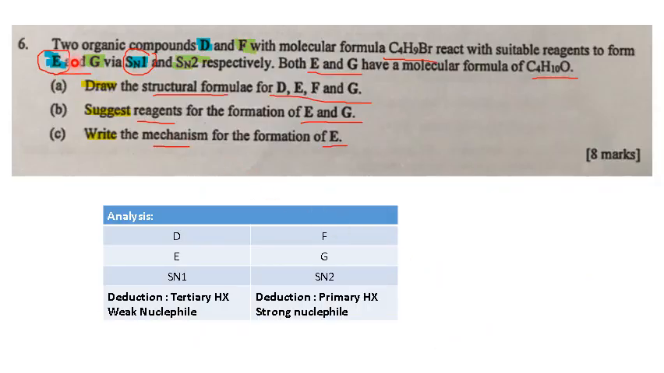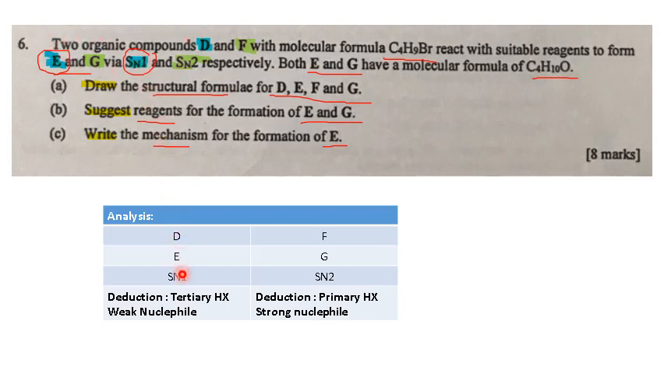Okay, let's discuss question 6. Two organic compounds D and F with molecular formula C4H9Br, meaning that D and F are haloalkanes, react with suitable reagents to form E and G, via SN1 and SN2 respectively. So D forms E by SN1.